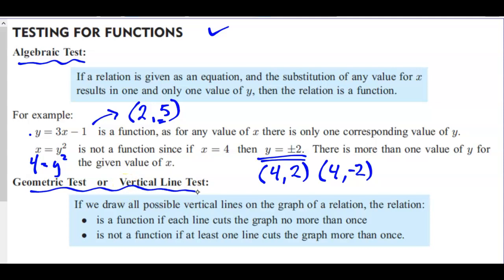If we're given a graph, I'll bet most people are kind of nodding their head and going, yeah, I've done this. All you got to do is draw a vertical line. If anywhere on the graph, even just once, you cross that graph twice, that means for that x value, you are assigning 2 different y values. It's not a function. We love that one.